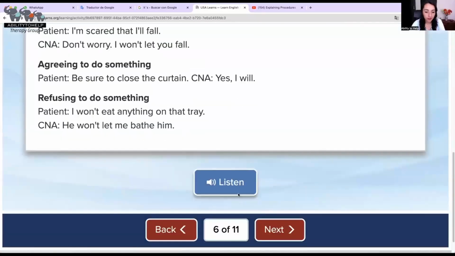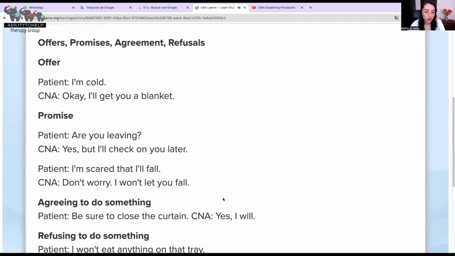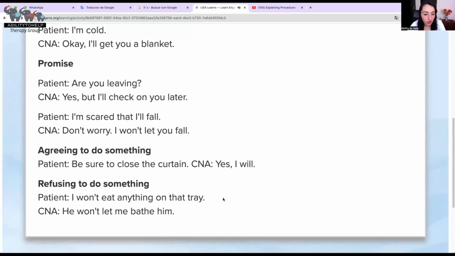So let's see. Offers, promises, agreement, refusals. Offer: I'm cold. Okay, I'll get you a blanket. Promise: Are you leaving? Yes, but I'll check on you later. I'm scared that I'll fall. Don't worry, I won't let you fall. Agreeing to do something: Be sure to close the curtain. Yes, I will. Refusing to do something: I won't eat anything on that tray. He won't let me bathe him.